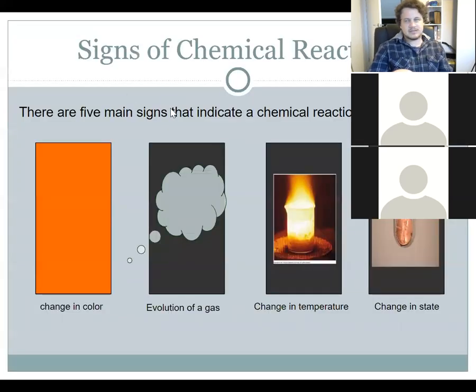So, the 5 main signs that a chemical reaction is taking place. Change in color. So 5 main signs indicate a chemical reaction. Now what I want you to do is find that list. That's what is here.